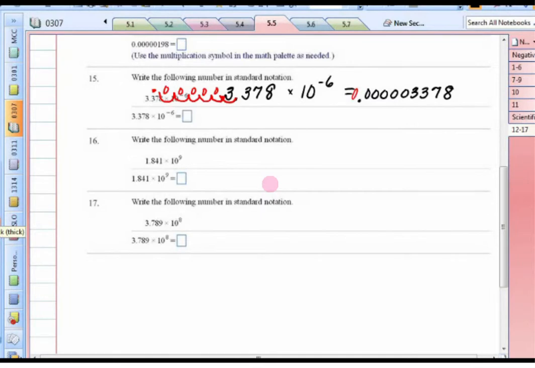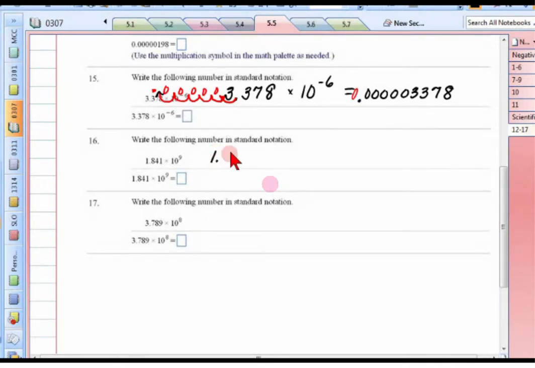So I didn't worry about which direction until I looked at this problem and said, oh, negative exponent, this has got to turn into a tiny decimal. The only way that's going to happen is for the decimal point to have moved to the left. All right, and that'll show up in number 16.